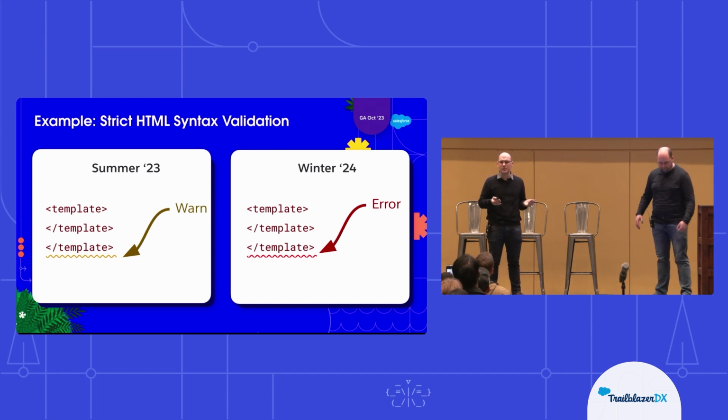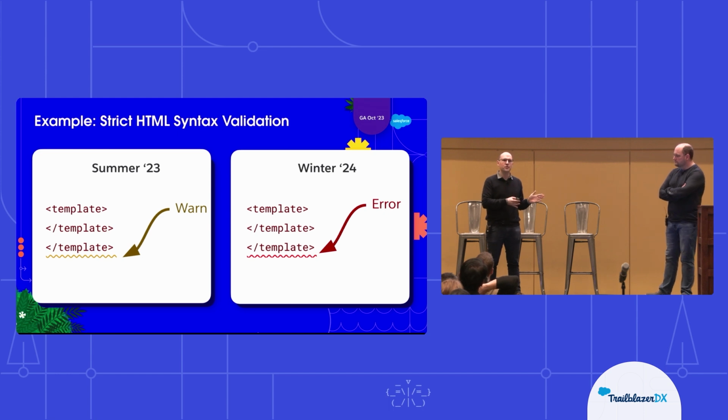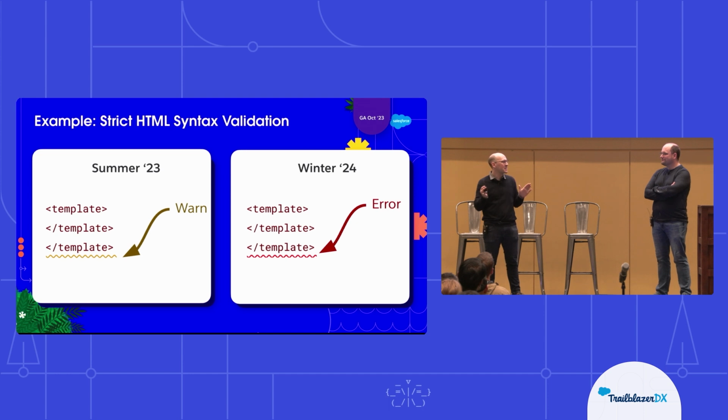So here's an example of something that we shipped back in winter 24. Prior to winter 24, if you had this kind of syntax error in your HTML right here, a pretty simple syntax error, a double ending template tag, in previous versions that's treated as a warning. We just let you know, hey, you're doing something kind of weird here. We're not sure what's going on, but we're just going to call it kosher, and we're going to say it's OK. We're going to proceed with something, right?